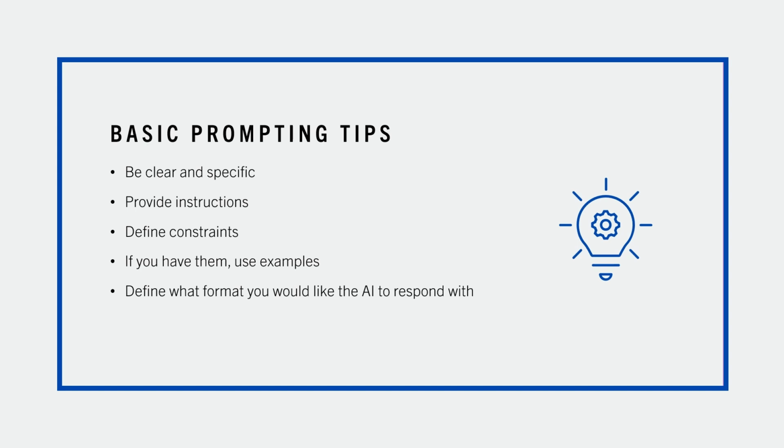Next is defining constraints. For example, you might have a certain budget you want the tool to follow, or a certain amount of words you want to stay under. Make sure to define your constraints so that the model can meet them. Fourth, if you have them, use examples. These models are much better and more efficient when they have an example to look at. So, if you're doing something like writing a blog, maybe get an example of a blog you've previously written. And lastly, define what format you want the AI to respond with. This is very important so that you can get the desired output which you want.